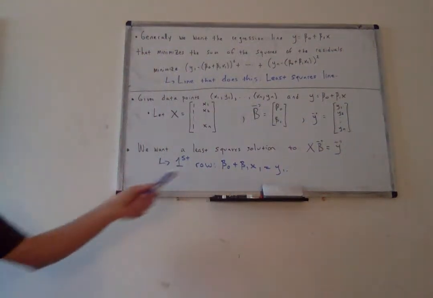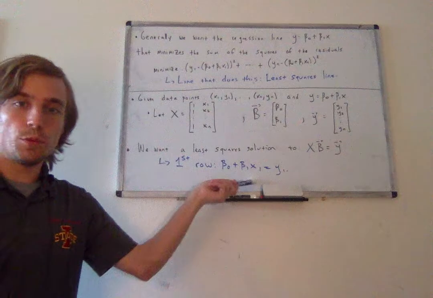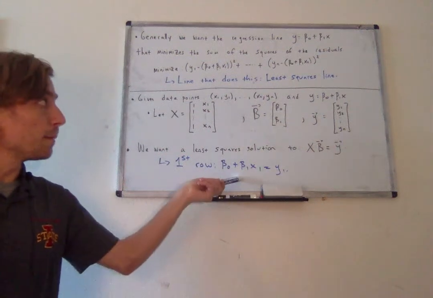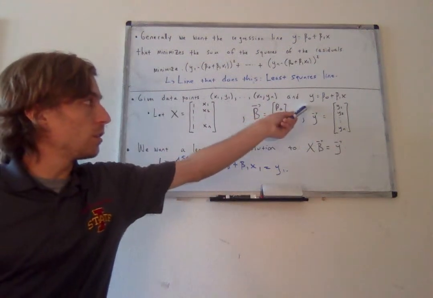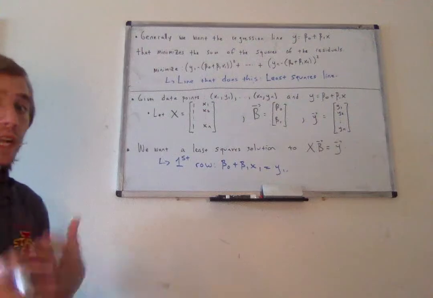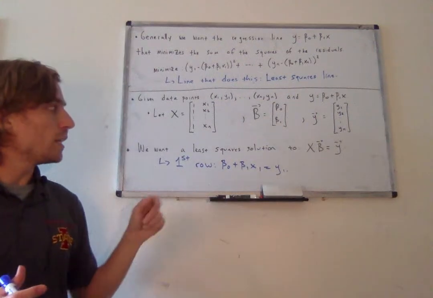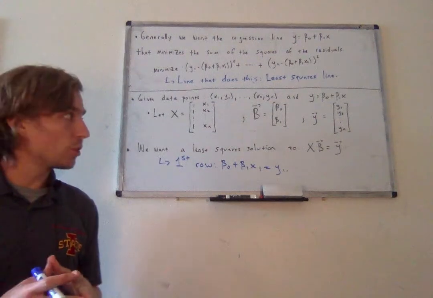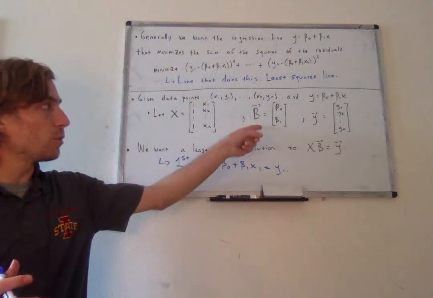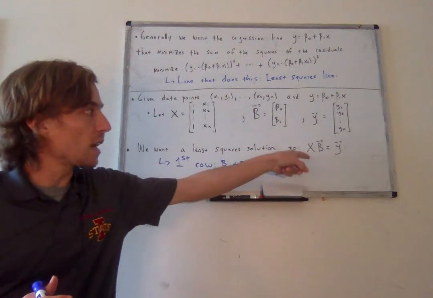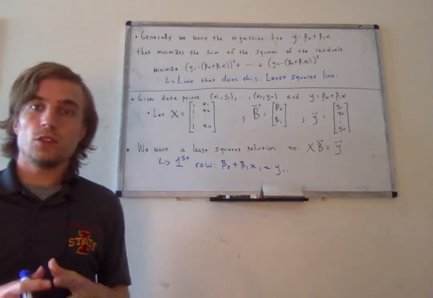And so notice, this is the equation that in a perfect world we would be able to satisfy with our function. But remember, the whole point is we're not going to have an exact function, so we need to come up with a least squares solution. That is, we want a vector B that gets X times B as close to the vector Y as possible.